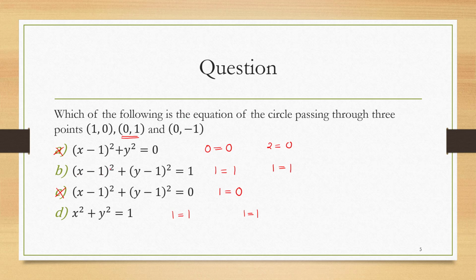We get (0 minus 1) whole square, that is 1, plus (minus 1) whole square, that is 4. 1 plus 4 is 5. 5 equal to 1? No. So now I am left with only one option. This has to be correct. So we can just put the values and see the equation which is satisfied by all 3 of them is the correct option.